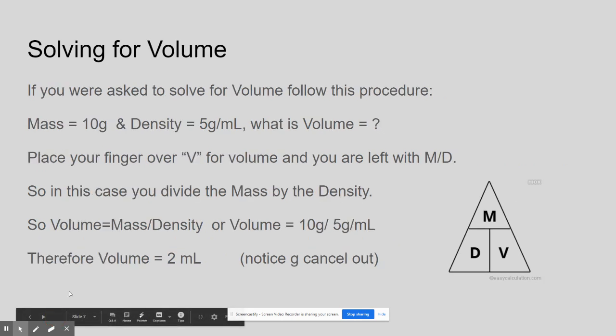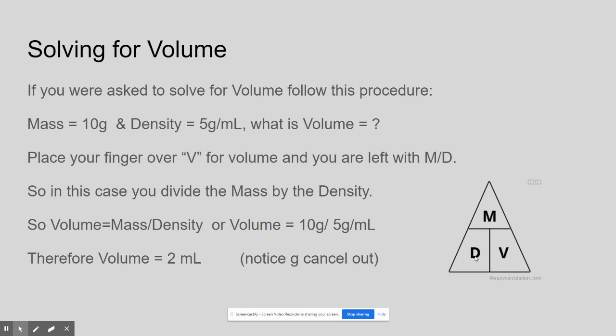Okay, if you're solving for volume, what you're going to do is cover over the v. So we have this v here for volume, and we have mass over density. So if you're solving for volume, you take your thumb or your finger, you cover the v, you're left with an m over d. So in this case, you're going to take the mass and divide it by the density. So let's say we had a mass of 10. You'd have a 10 up top and a density of 5, a 5 on the bottom.